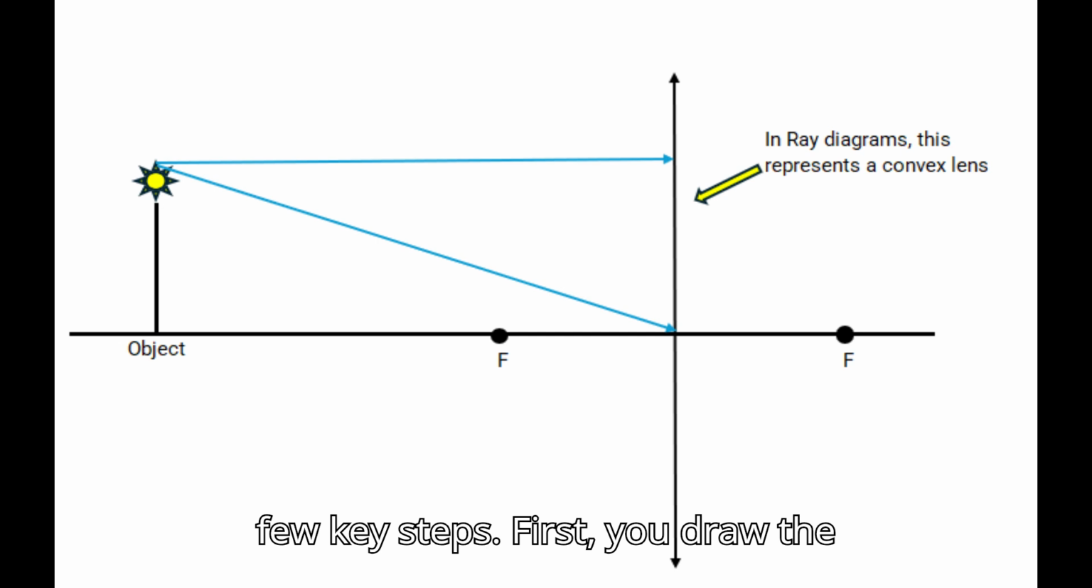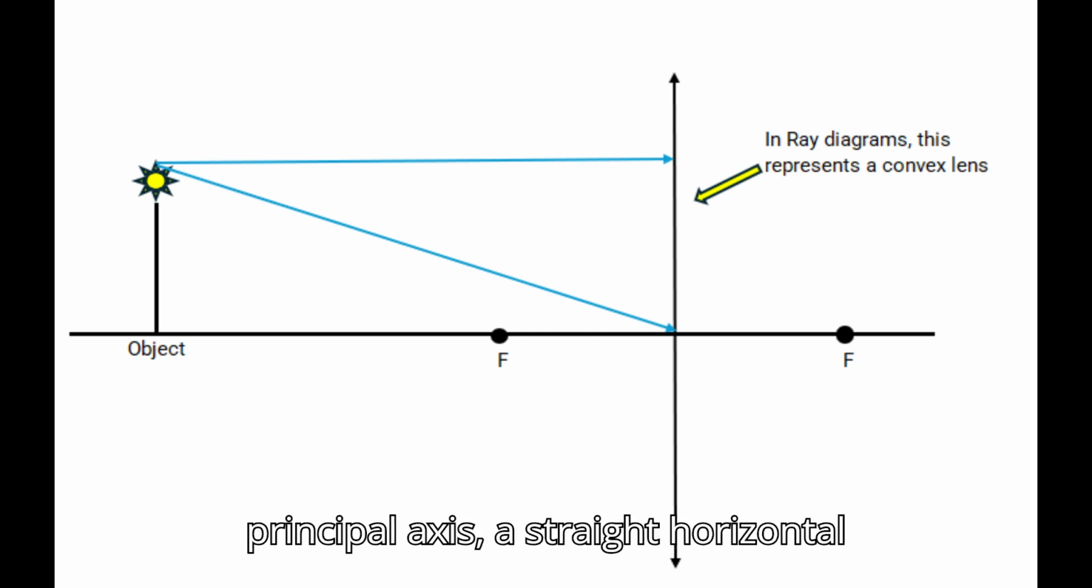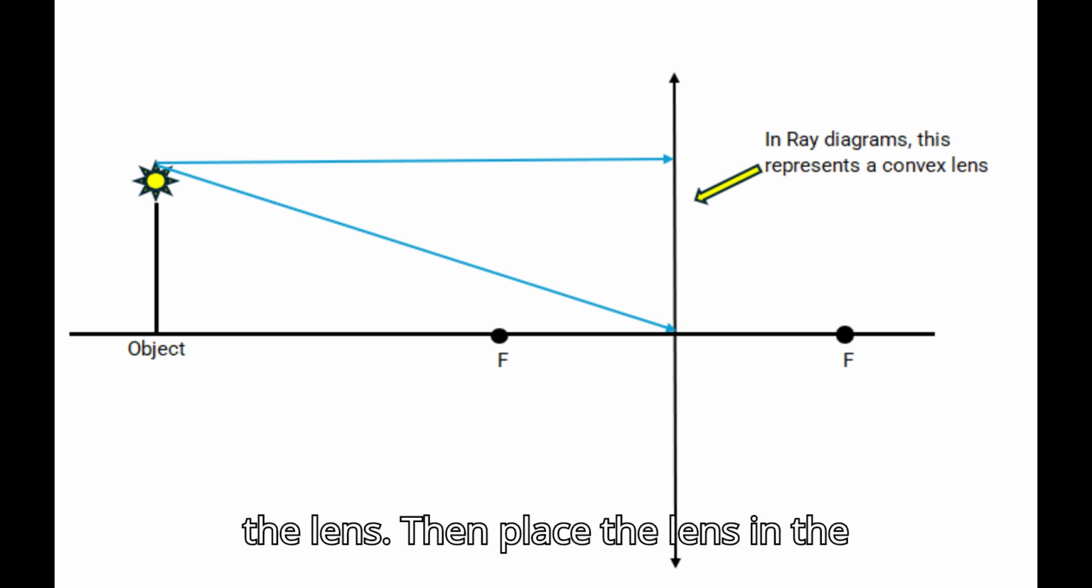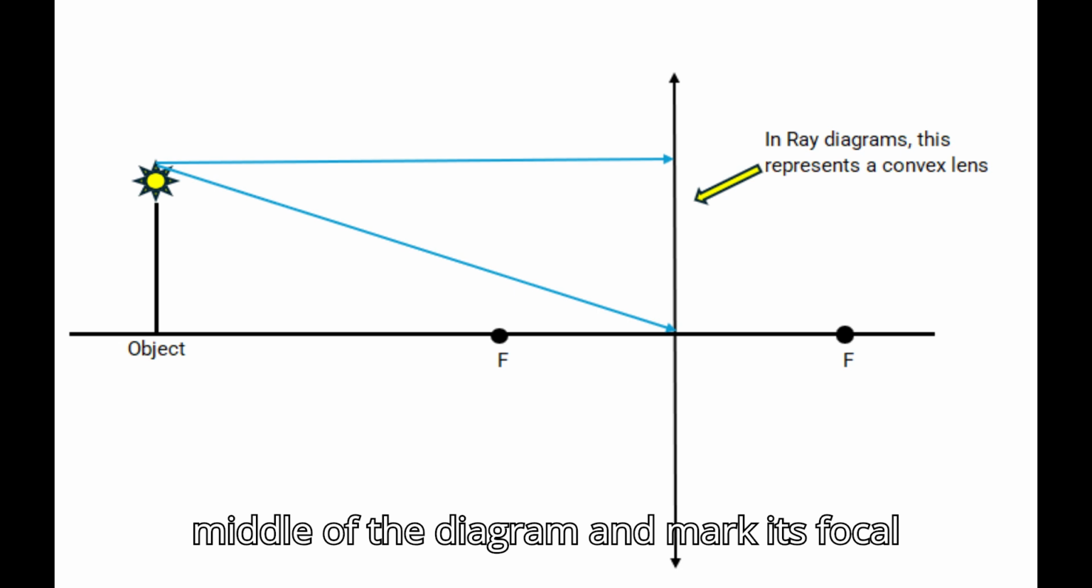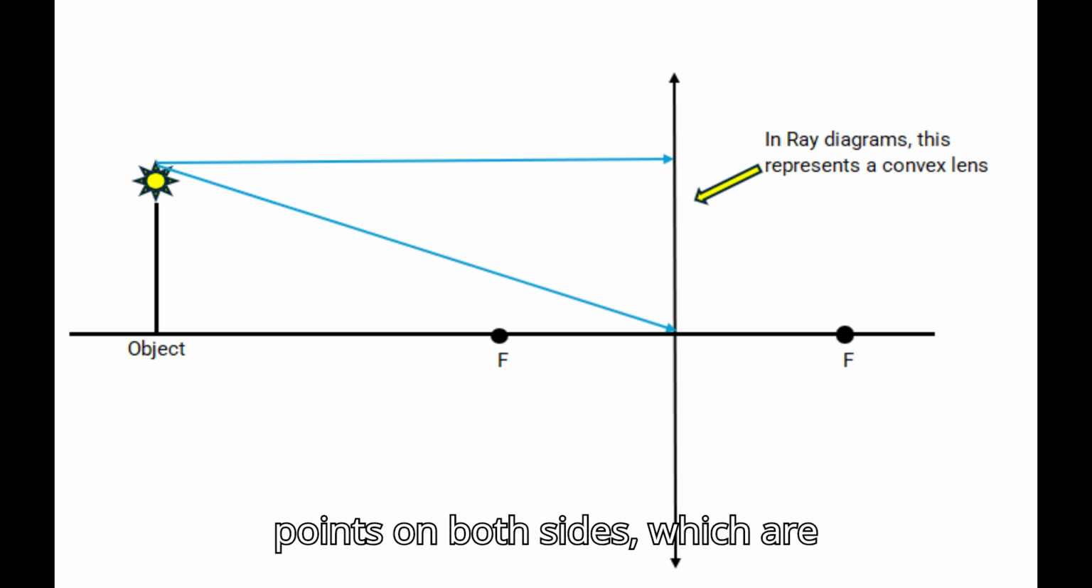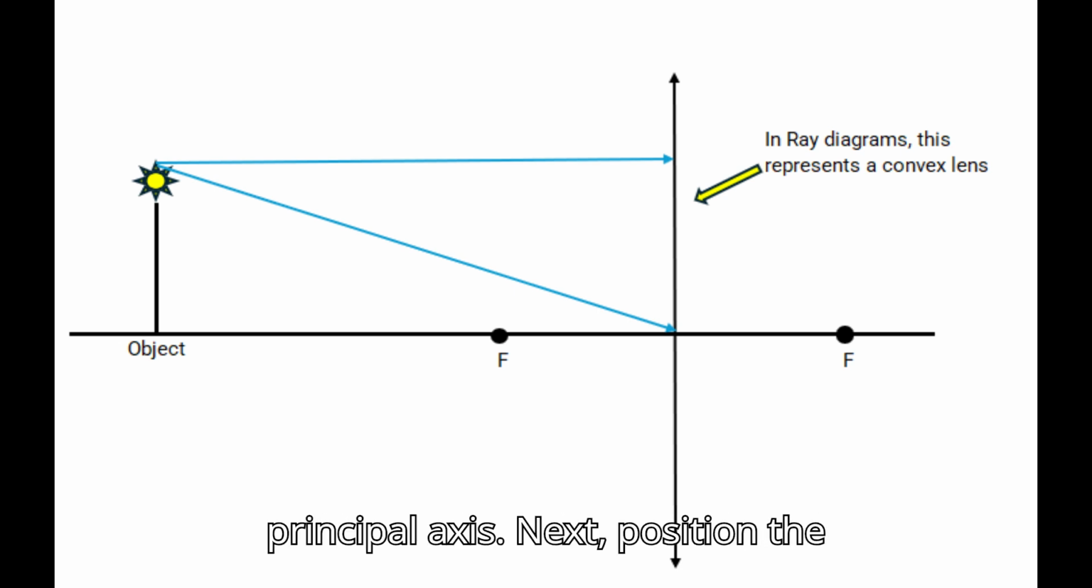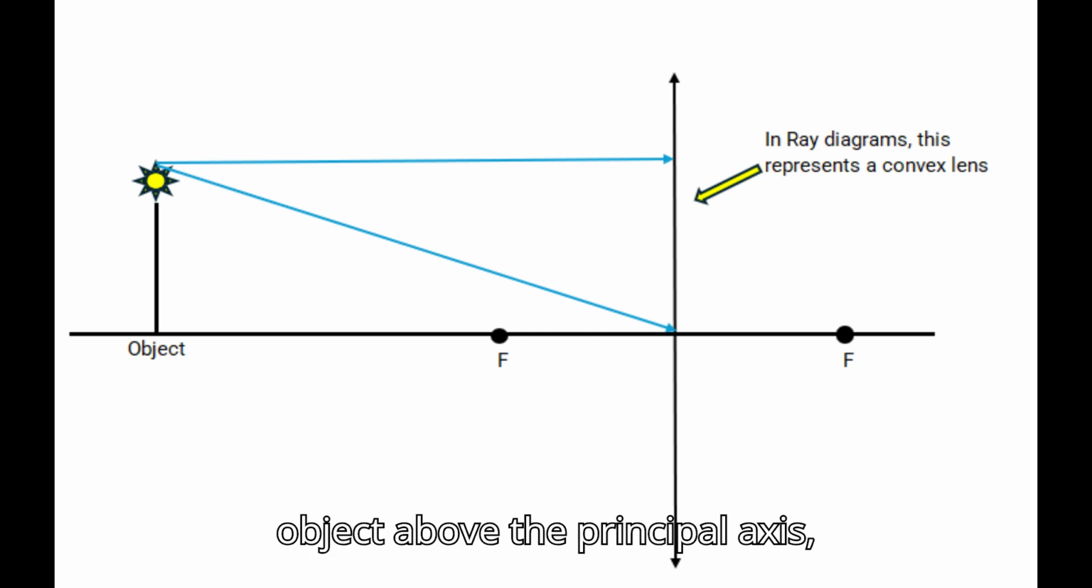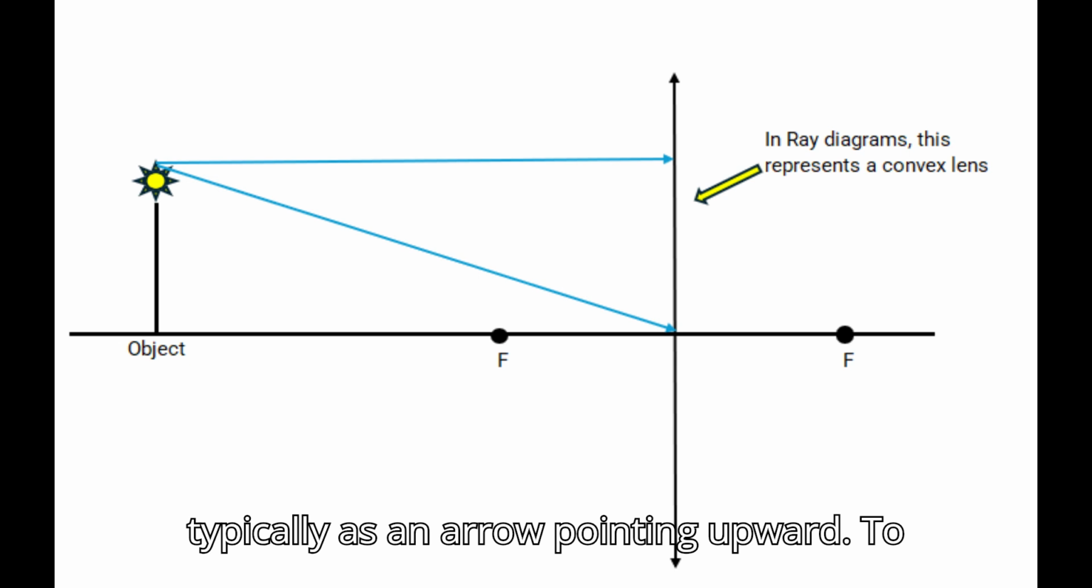First, you draw the principal axis, a straight horizontal line that passes through the center of the lens. Then, place the lens in the middle of the diagram and mark its focal points on both sides, which are equidistant from the lens along the principal axis. Next, position the object above the principal axis, typically as an arrow pointing upward.